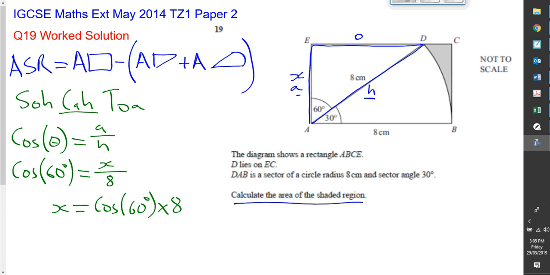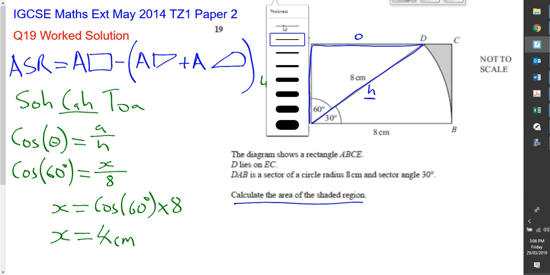If we work that out on your calculator, the cosine of 60 is a half, times 8 is going to be 4. So x is 4 centimetres. All right, so we know that this side here is 4 centimetres.